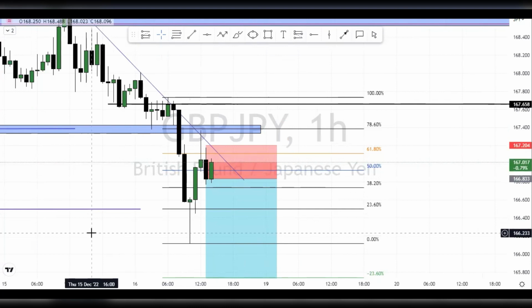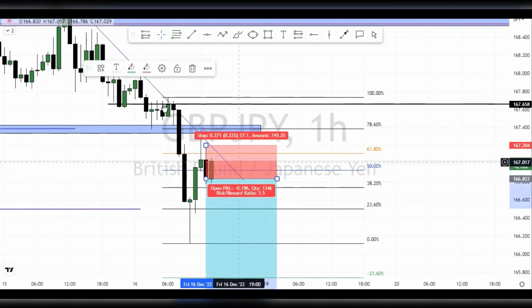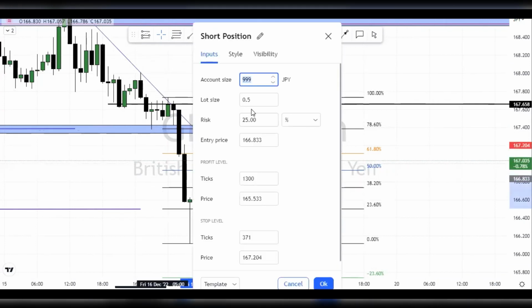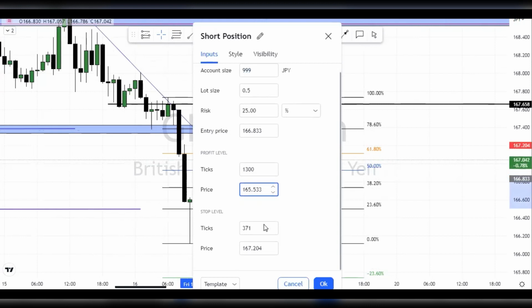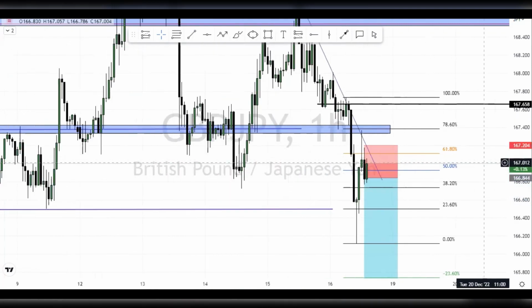The current market price now is at 167 flat, and my sell entry, let me quickly check where it was, is at 166,844. Let me quickly edit this to put it at the exact place. So 844, that's our entry, guys, and our stop loss is exactly where it is at this point in time.